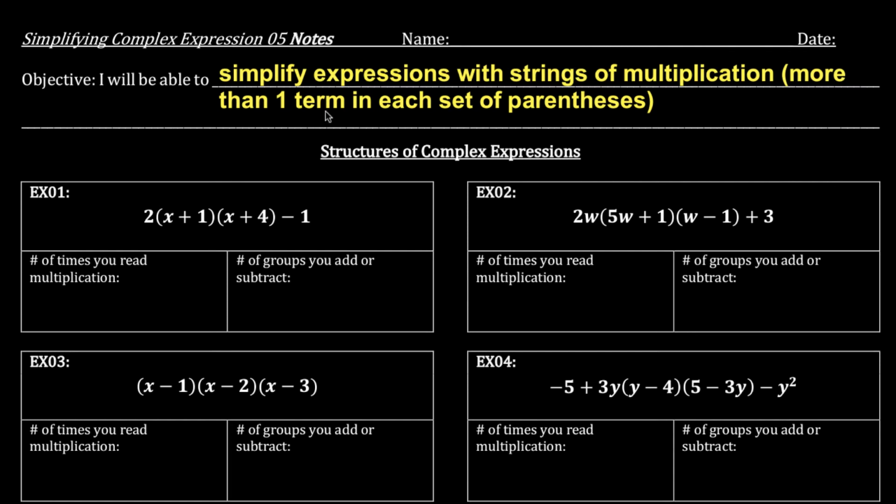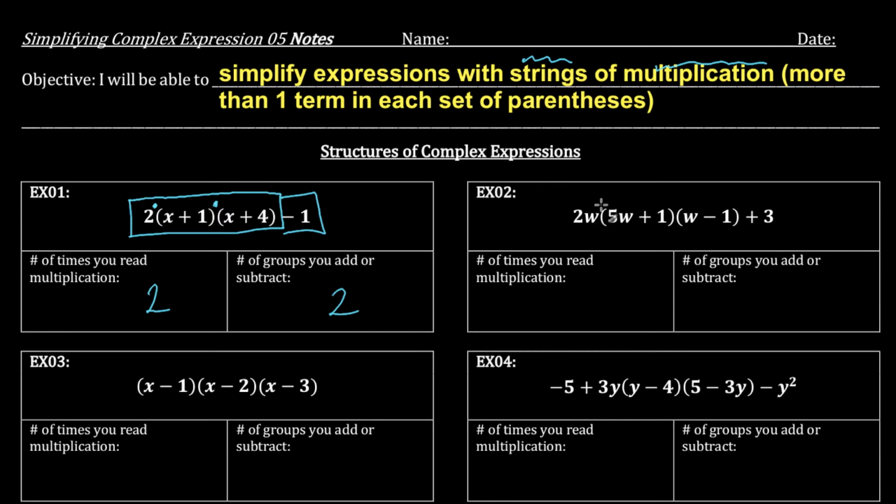So this is our last lesson on simplifying expressions, where we're just focusing on strings of multiplication. We're just going to make it a little more complicated. We can read this as 2 times (x plus 1) times (x plus 4), minus 1. We have multiplication twice. We start off with 2, we multiply by all this, and then we take away 1. That means we have two groups.